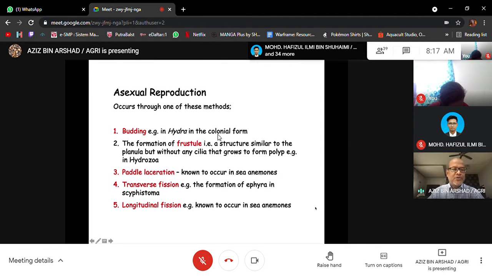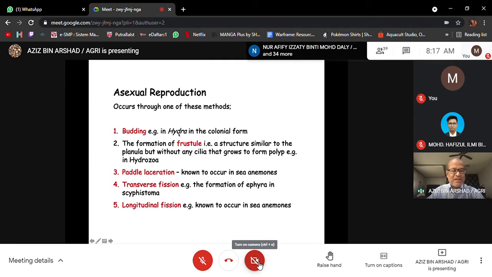All right, so asexual reproduction can also be common, and it can happen through one of these 5 methods. This is something that I expect you to pay attention to. One is normally seen as budding, and this happened in hydra when I asked you to draw hydra buds during the last practical. Secondly, through a formation of structure called frustule.